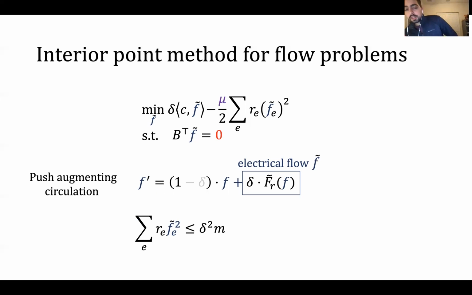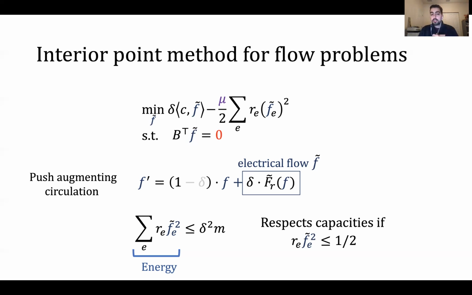So one thing we know about this is that it has low energy. Its energy is bounded by delta squared m. And in fact, this tells us that the energy of each individual edge also has a bound. If we know that the energy of each individual edge is bounded by, let's say, 1/2, then we know that the capacity constraints are not violated. So a delta large enough so that the capacity constraints are not violated gives us a good enough step. And the standard setting here is setting delta to something like 1/√m. So this automatically implies that the capacity constraints are fine and gives √m iterations.